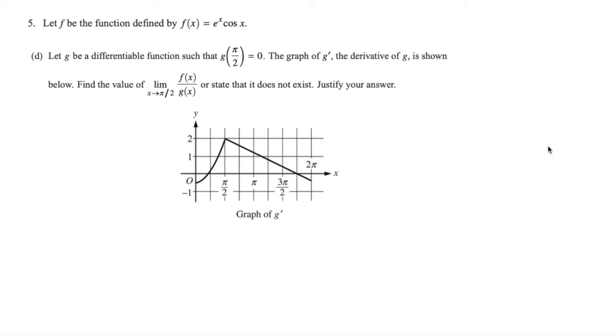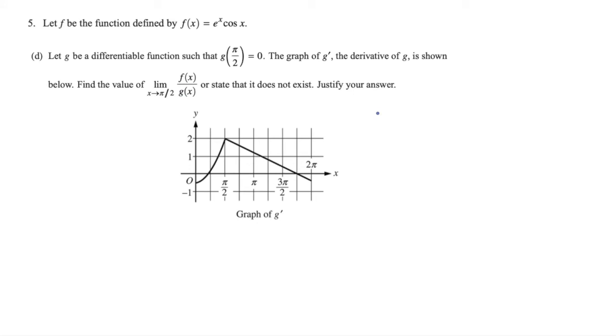Part D. Let g be a differentiable function such that g of pi over 2 is equal to 0. And we also see the graph of the derivative of g, shown here. Find the value of the limit when x approaches pi over 2 of f of x divided by g of x, or state that it doesn't exist. The first thing we can try to find a limit is just substitute. Since g of pi over 2 is equal to 0, we'll see that it's something over 0, which means it's going to be undetermined.